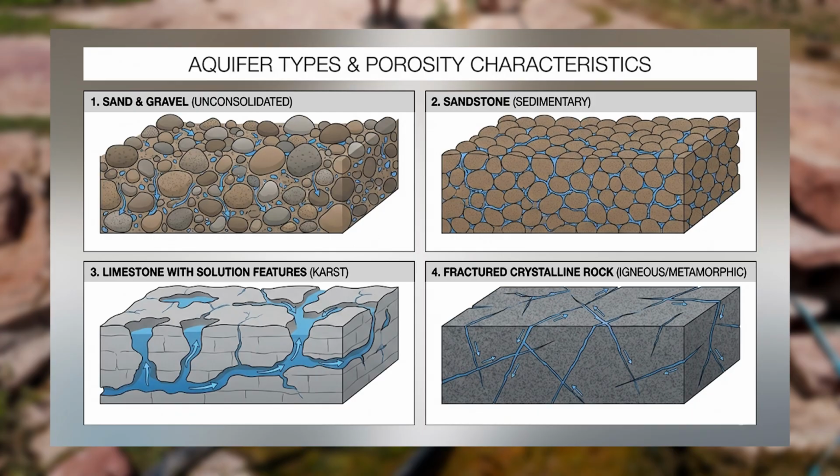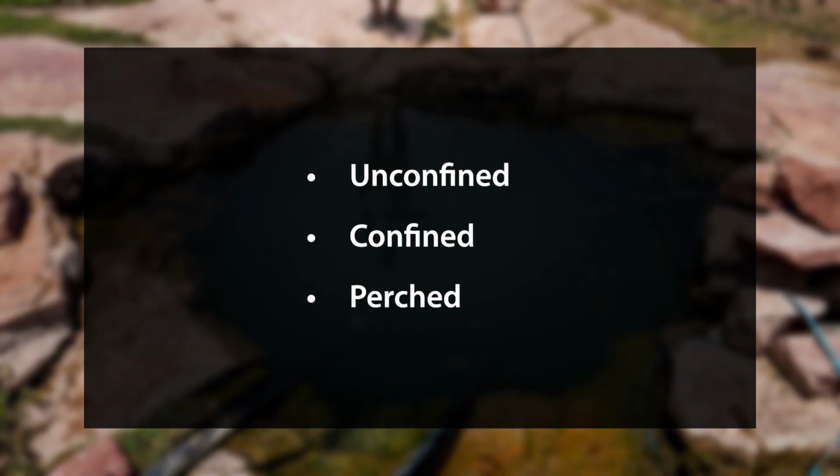Common geological materials that make up aquifers include unconsolidated sands and gravels, permeable sedimentary rocks like sandstone and limestone, and heavily fractured volcanic or crystalline rocks. There are three main types of aquifers, which are unconfined, confined, and perched.